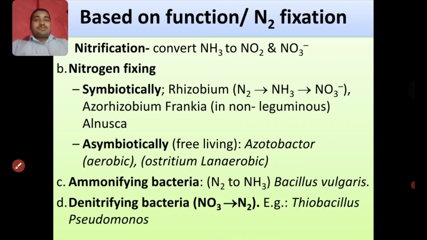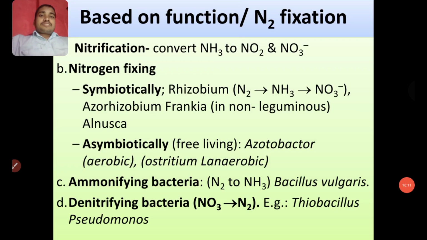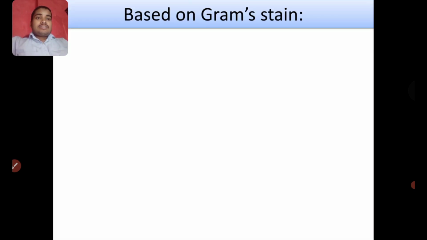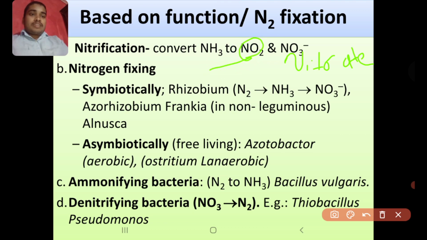next, now classification based on functions, that is nitrogen fixation. One is nitrifying bacteria, which convert ammonia to nitrite and nitrate, NO2 minus and NO3 minus. Yeah, students are generally confused. So what is nitrate and what is nitrite? This NO3 minus is nitrate. Let me write here: N-I-T-R-A-T-E, nitrate. While this NO2 minus is what? Nitrite.